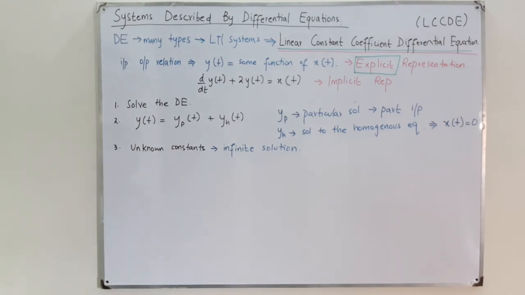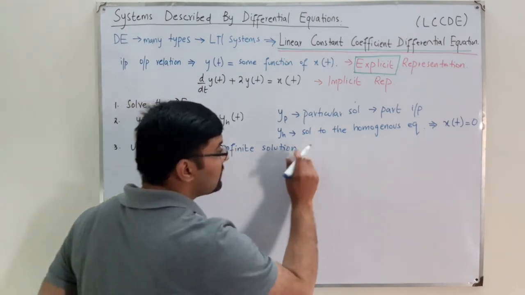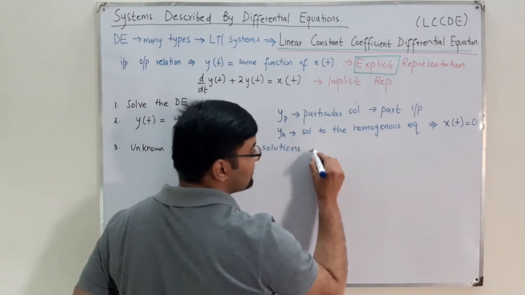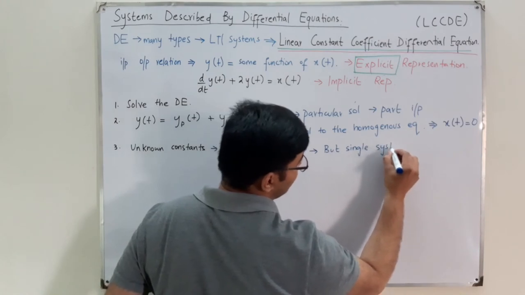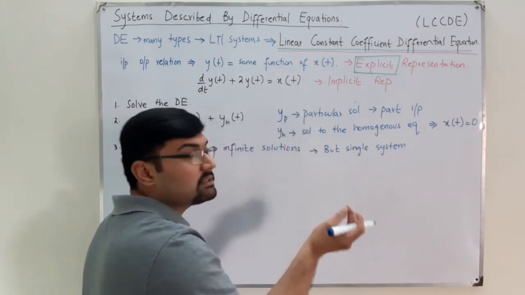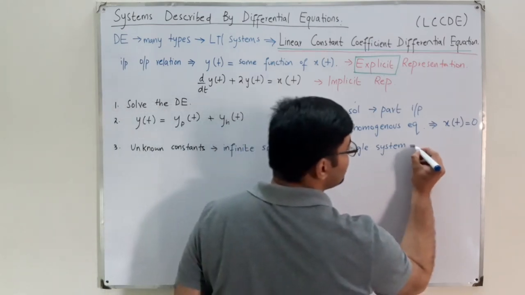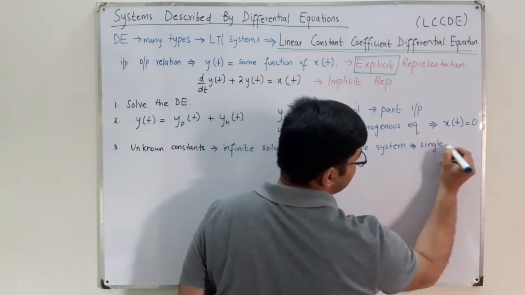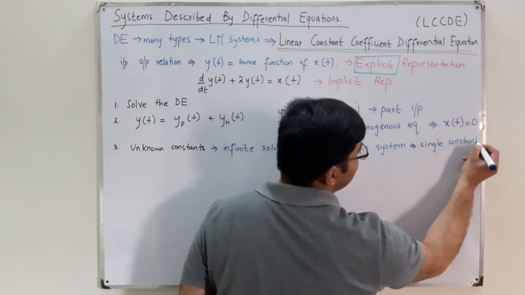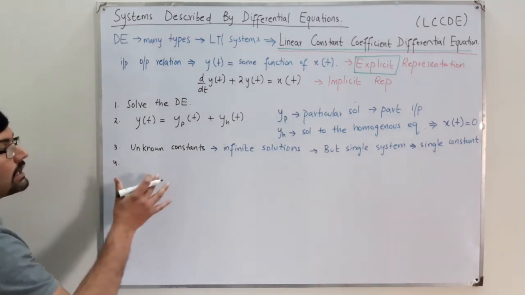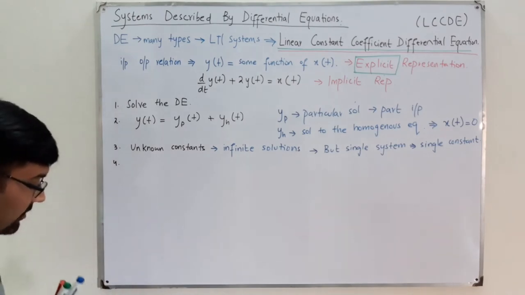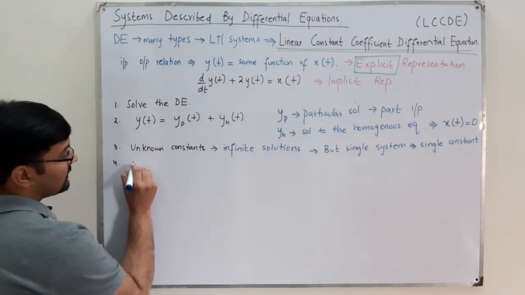So for that, what do we need? We need some more information to be given with the given equation. So infinite solutions we would have, but we have a single system. A single system means it should have some single properties depending on a single value of that constant. So this implies a single constant. Now how to find that single constant? Here comes step number four. To find that unknown constant, we need some extra information.